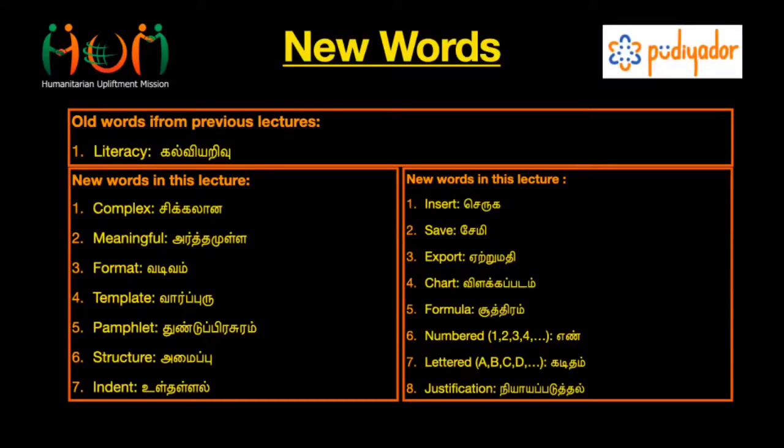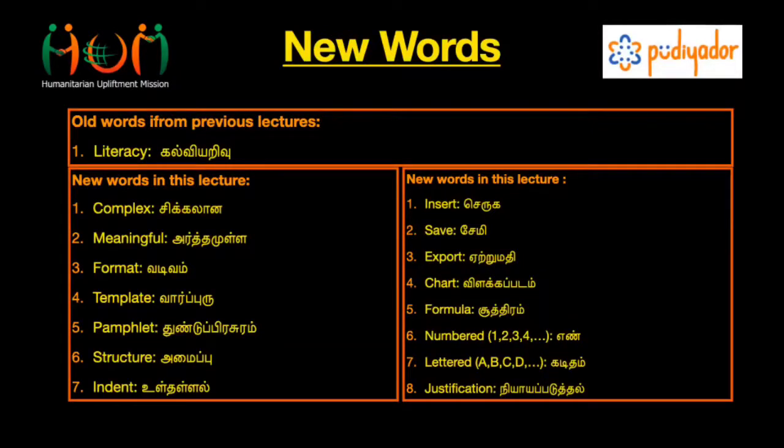Hopefully it's all accurate. The new words in this lecture, I use words like complex. I use words like meaningful, format, template, pamphlet. Okay, pamphlet is something people use in India. It is like a single page thing that you can use for advertisement on streets, or let's say you lost your dog, you can do a lost dog kind of pamphlet. Or if you are a small business, you can use a pamphlet to do a little bit of advertising.